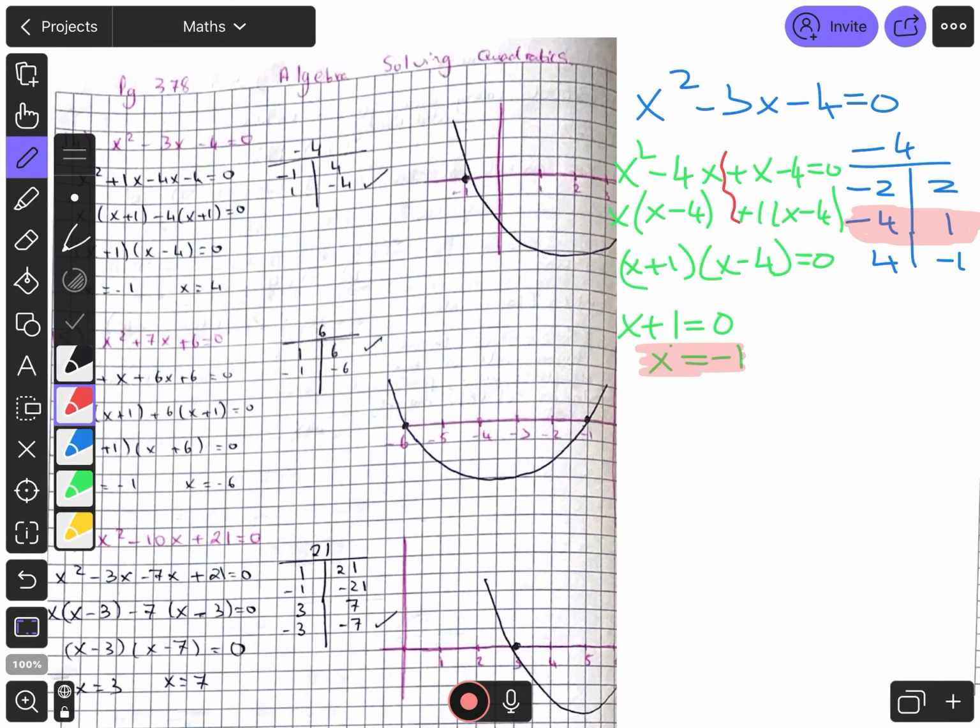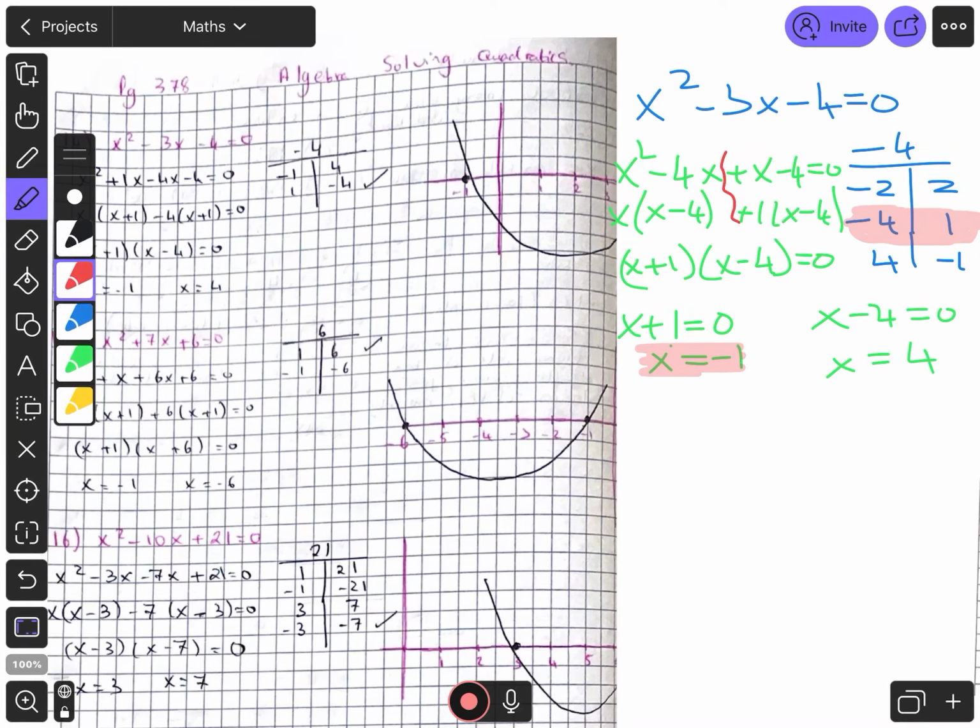My second answer then, it could have been that x minus 4 was equal to 0. So in that case, x would have had to be 4. And I can also do that by bringing the minus 4 across the equals to become a plus 4. And there's my second answer.